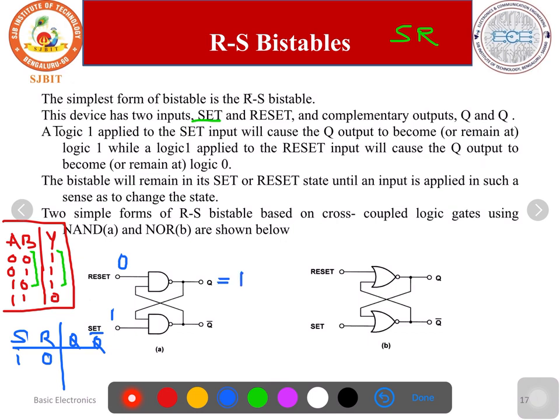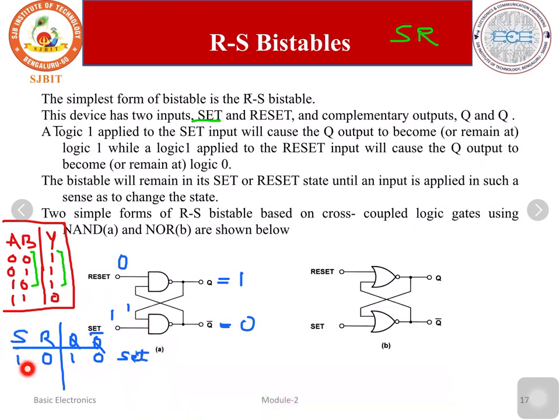Then this 1 comes here. So for this NAND gate, both the inputs are high, 1, 1, the output becomes 0. So Q is equal to 1, Q bar is equal to 0. As we discussed earlier, if Q is equal to 1, then this state is called the set state. So whenever you want to set the bistable, make S is equal to 1, the set input 1, reset input 0. So this is the first case.